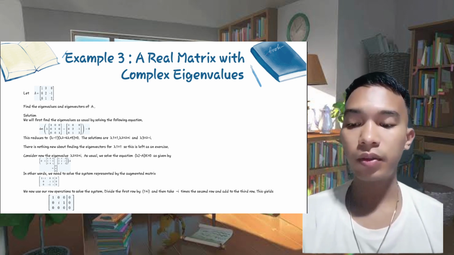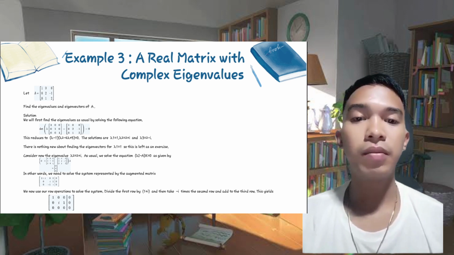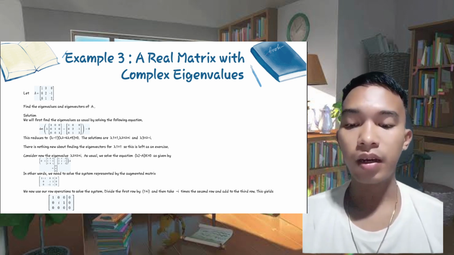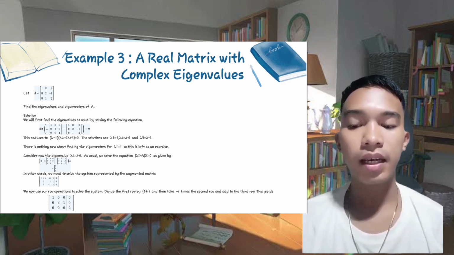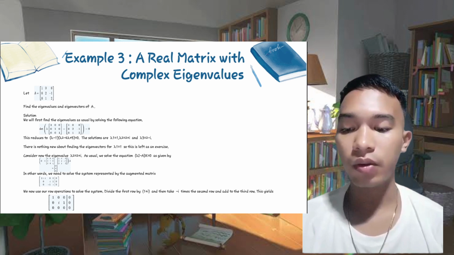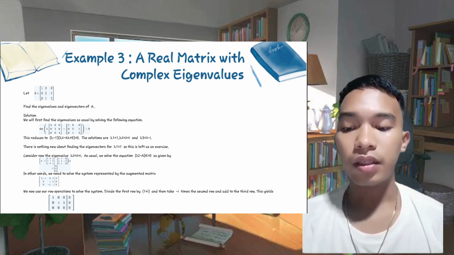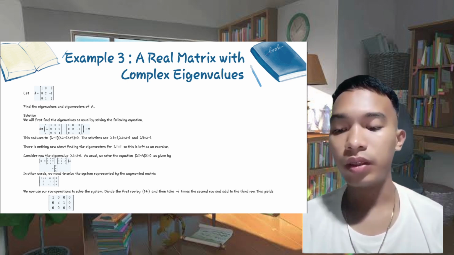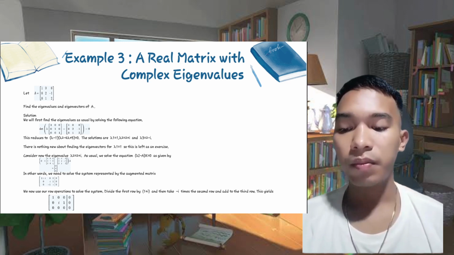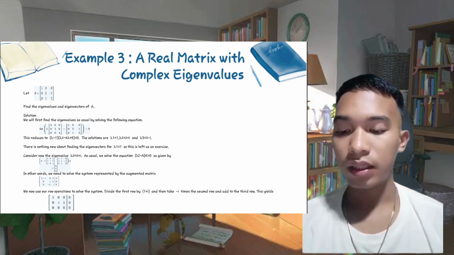In other words, we need to solve the system represented by the augmented matrix. First column: 1 plus i, 0, 0. Second column: 0, i, negative 1. Third column: 0, 1, i, and the right side is 0, 0, 0.